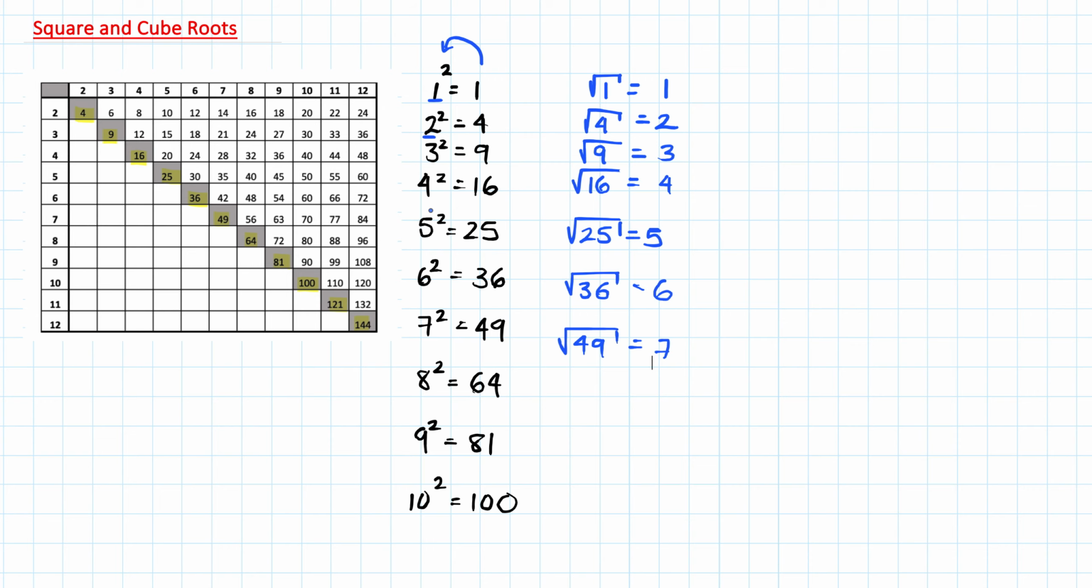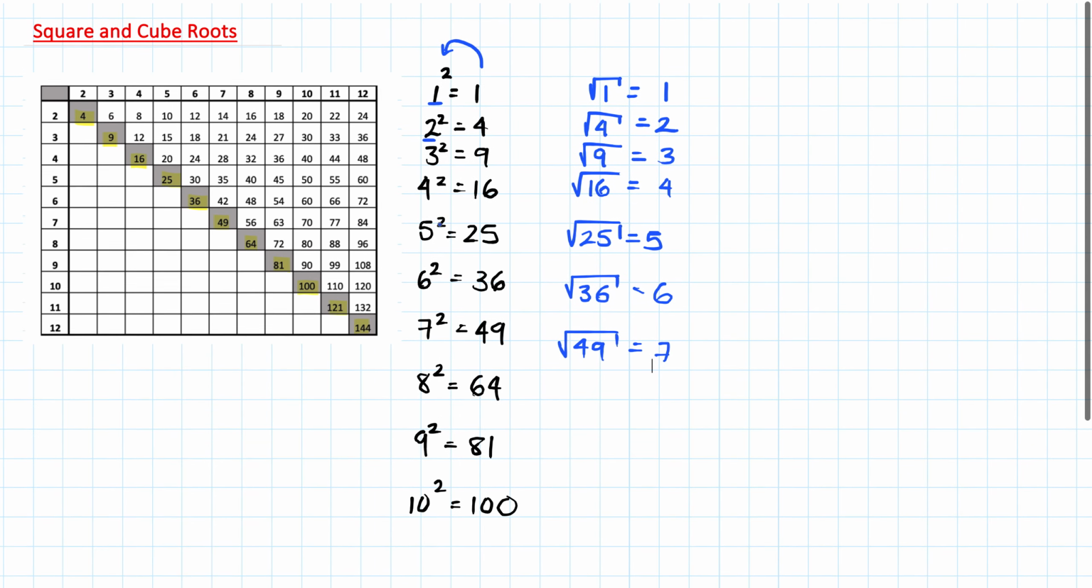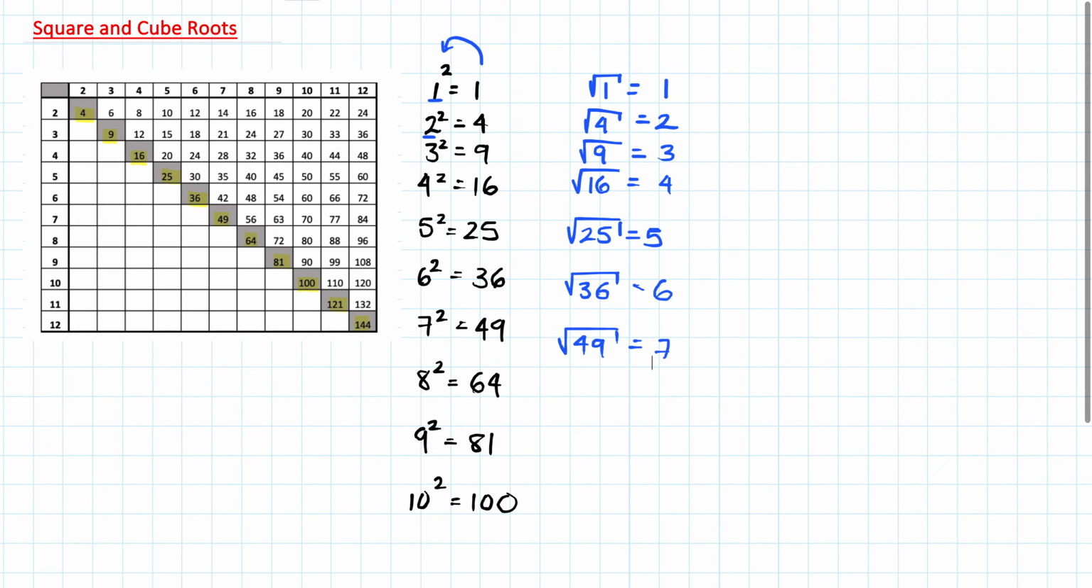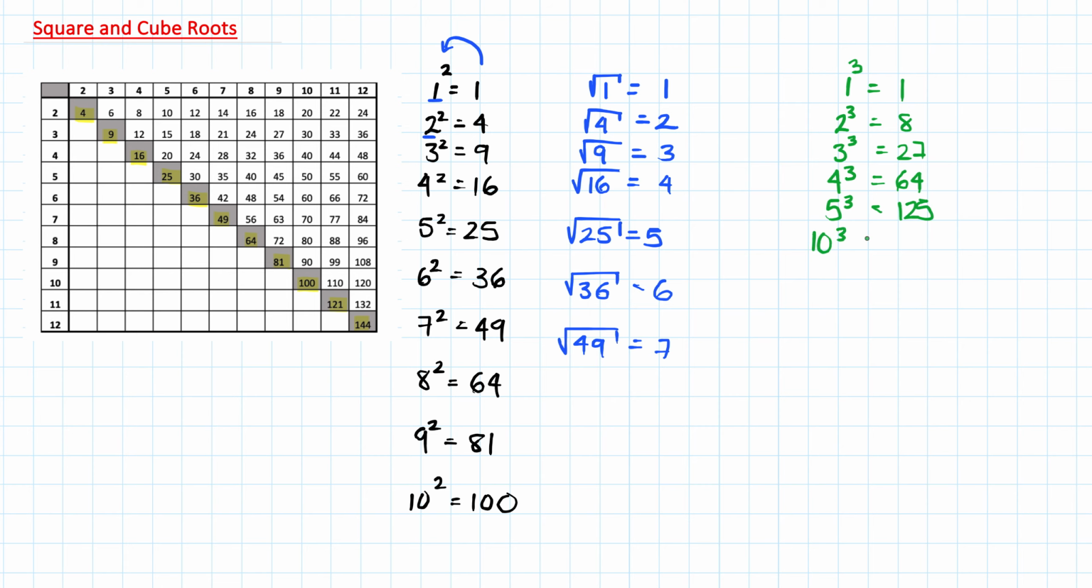Now, when we're doing cube numbers, I'm going to do it here to the side. We already said that 1 cube is equal to 1. 2 cubed is equal to 8. 3 cubed is equal to 27. 4 cubed is equal to 64. And 5 cubed is equal to 125. If I do 10 cubed, we said that it was equal to 1,000.